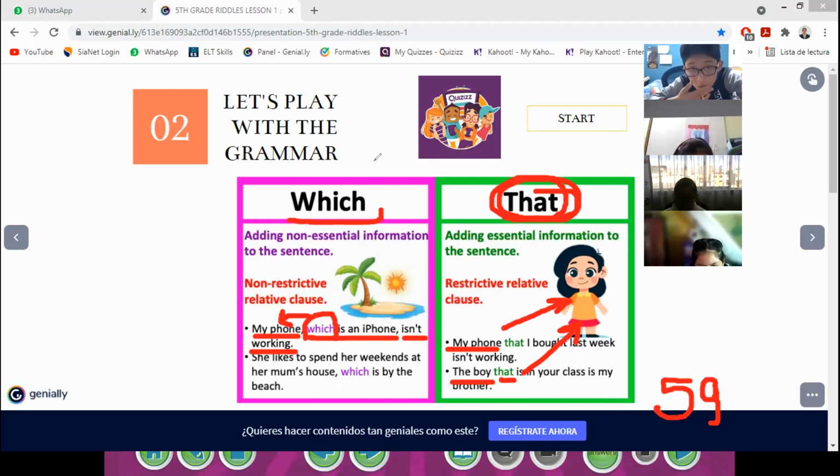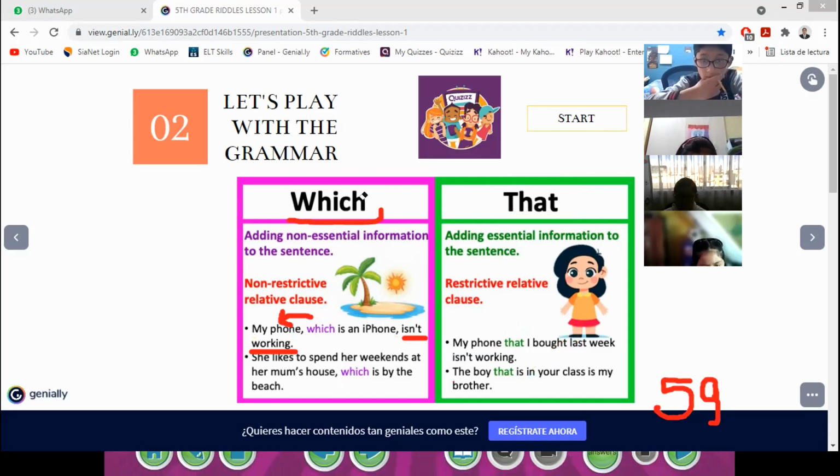Okay, my friends, when you create your riddle, please try to use which and that. Pero okay. Esto va a ser individual o grupal. Yeah, every student, you are going to create one riddle. And then, in your group, you are going to tell the riddle to your group. And then you are going to present your riddle to the whole class. Okay? But let's play with the grammar, okay? Let's play with that grammar. Yeah, we have some time.